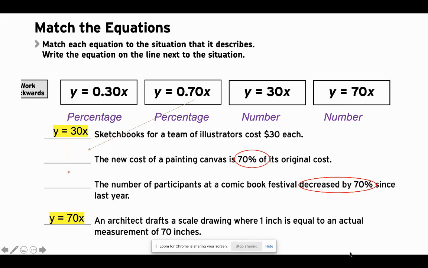From last year, remember that the word of means to multiply. So that is why it is 0.70x. When something decreases by 70%, 30% more gets us to that 100% value. So that is why y equals 0.30x for the third problem. So when you fill in all of your numbers, this is what you should have. Go ahead and copy that in.